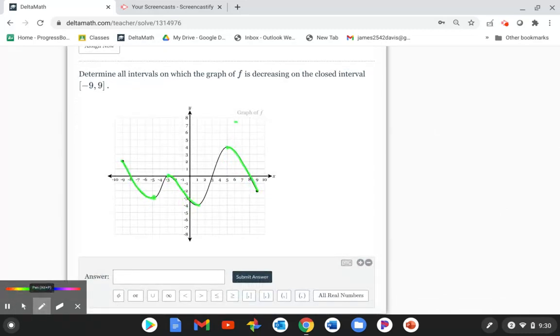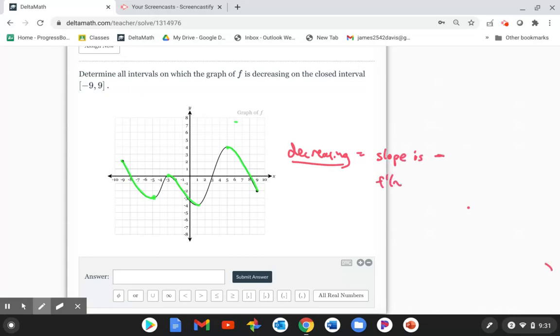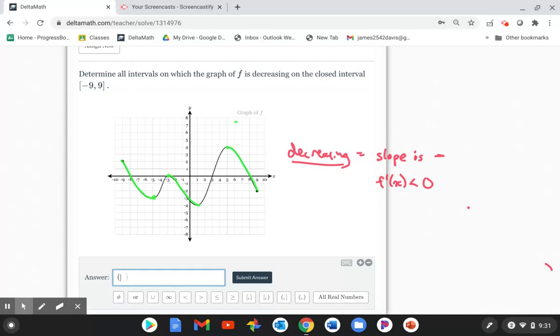So if something is decreasing, the slope is negative, which also implies that the derivative is less than 0, where the derivative is negative. So we're just going to write out these 3 intervals here, -9 to -5, union -3 to +1, union 5 to 9.